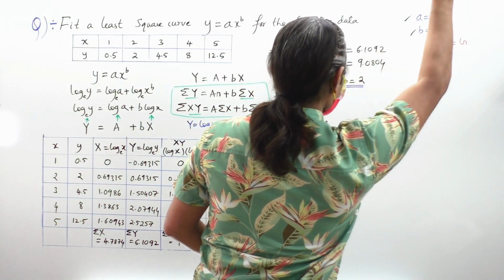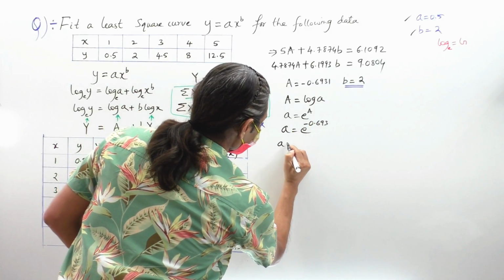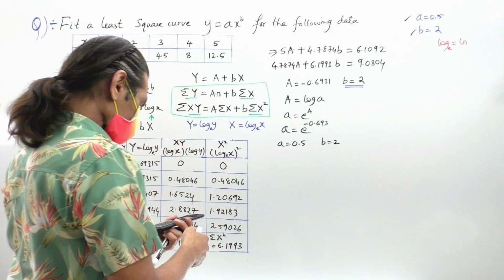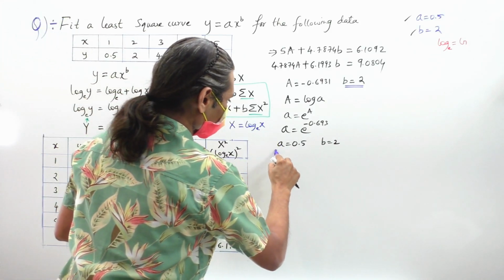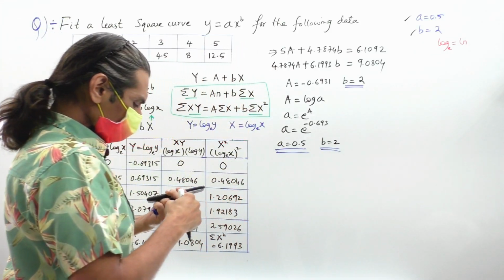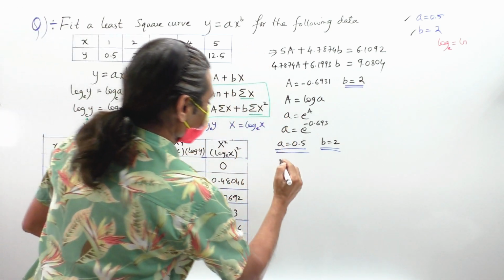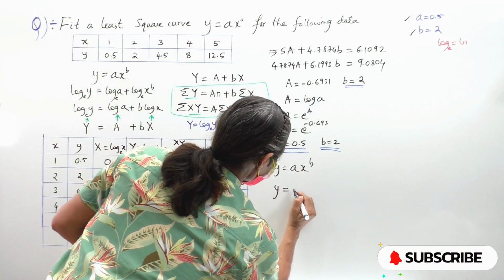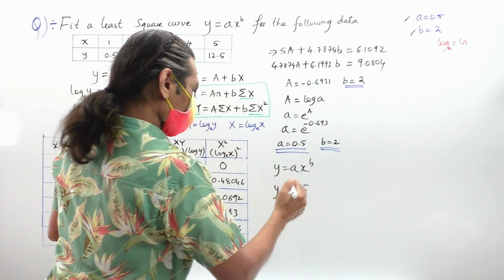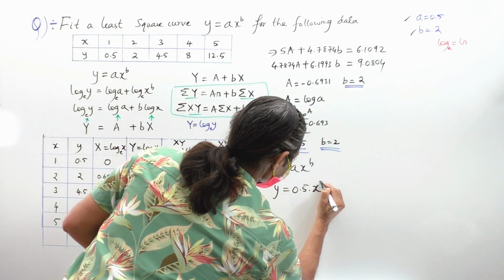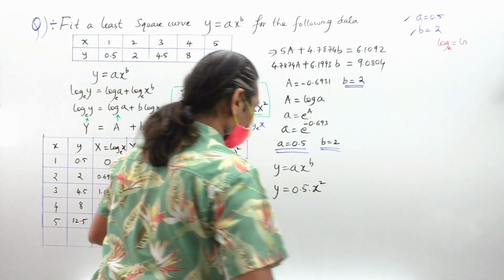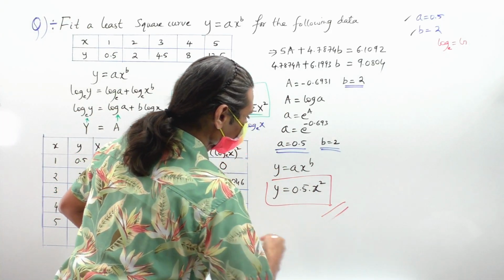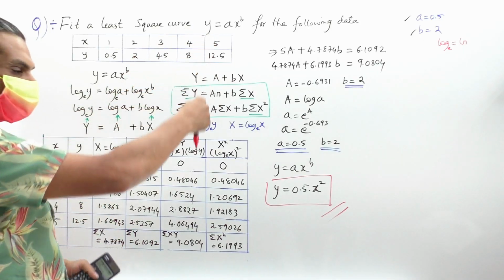So, both are valid. We have A equal to 0.5 and B equal to 2, as we know. Therefore, we are done with both the values. That means the fitting for y is equal to A x raised to B will be y is equal to 0.5 into x square. This is the final answer for the curve y is equal to A x to the B.